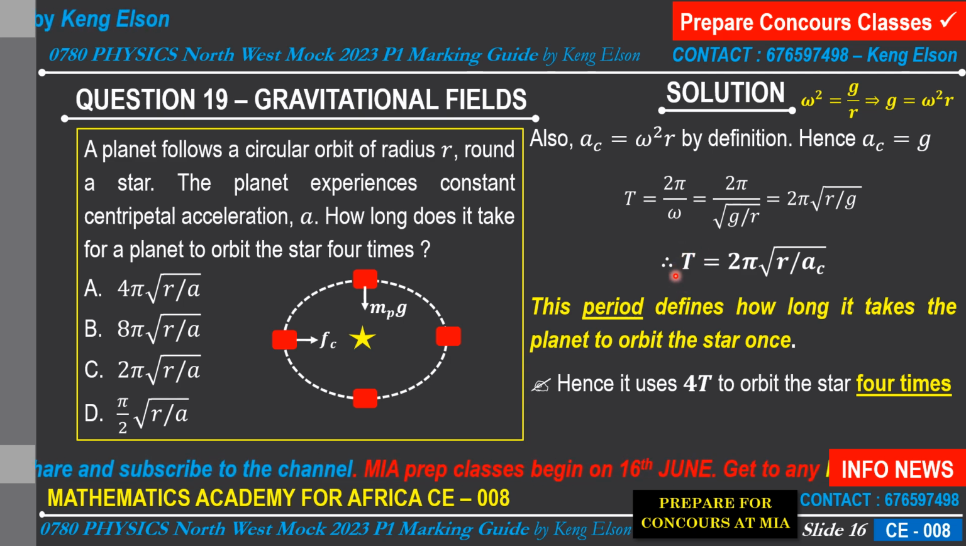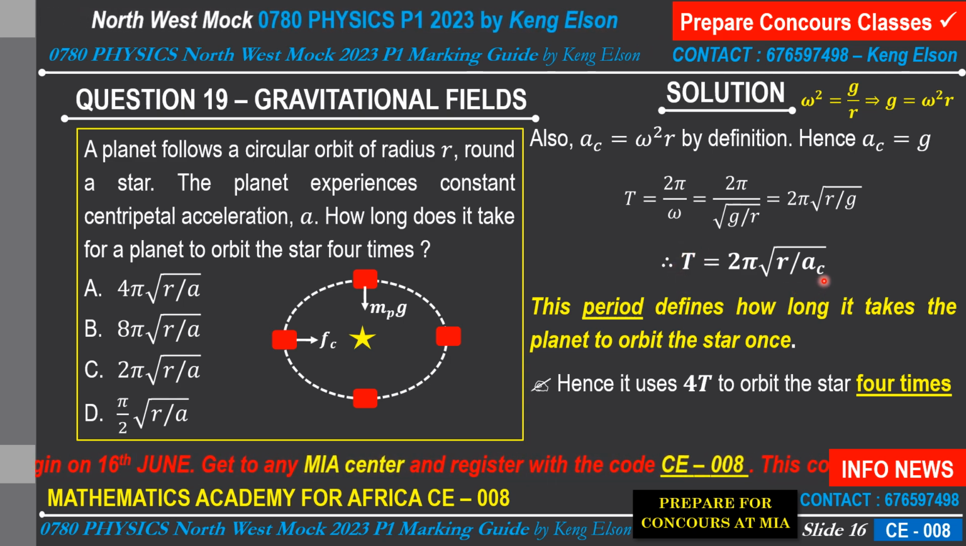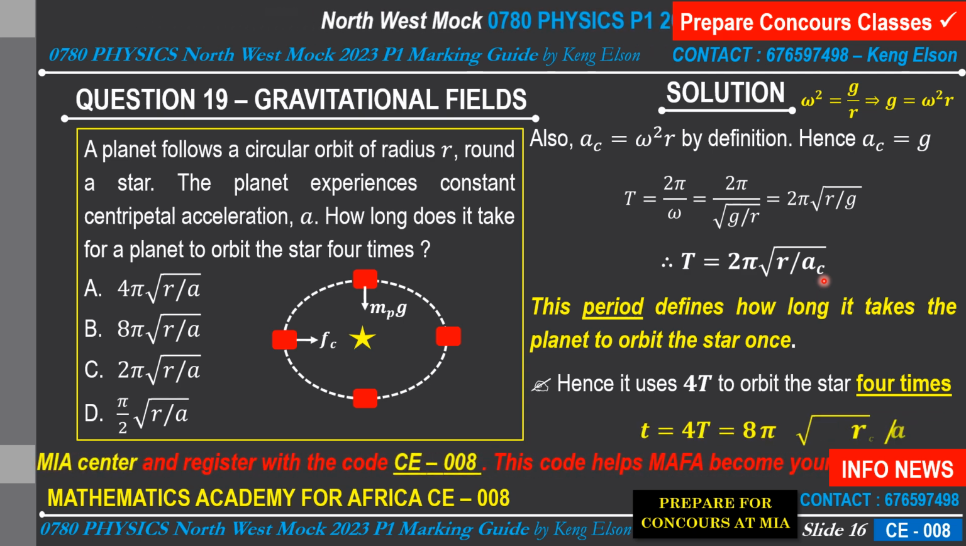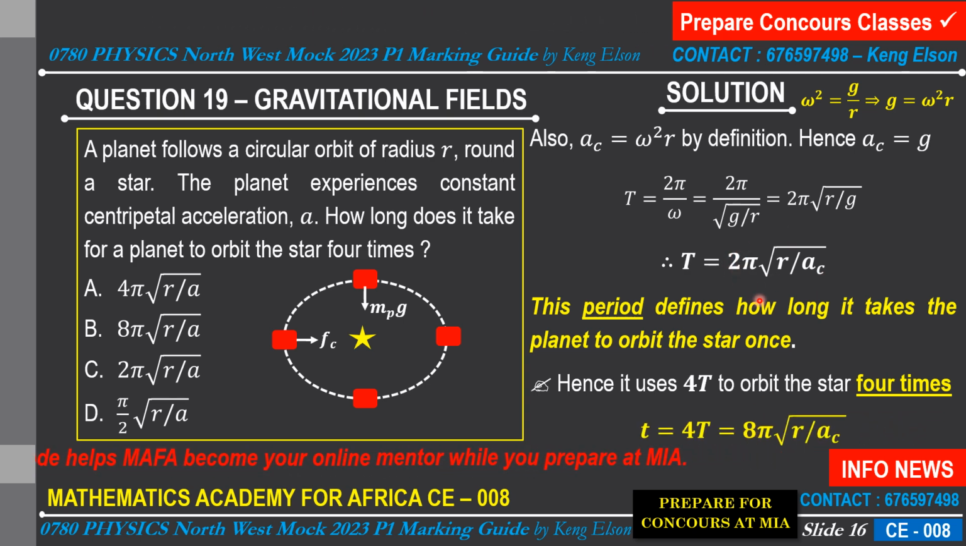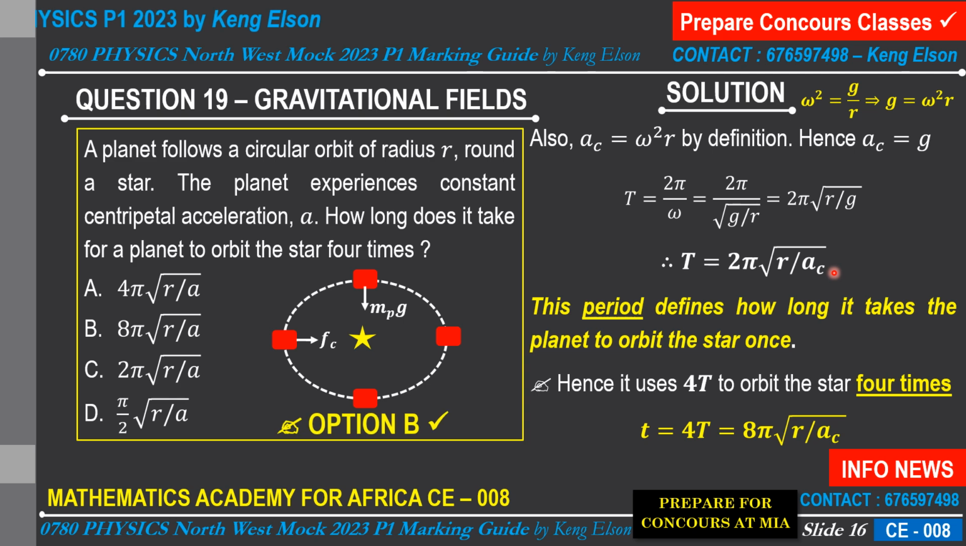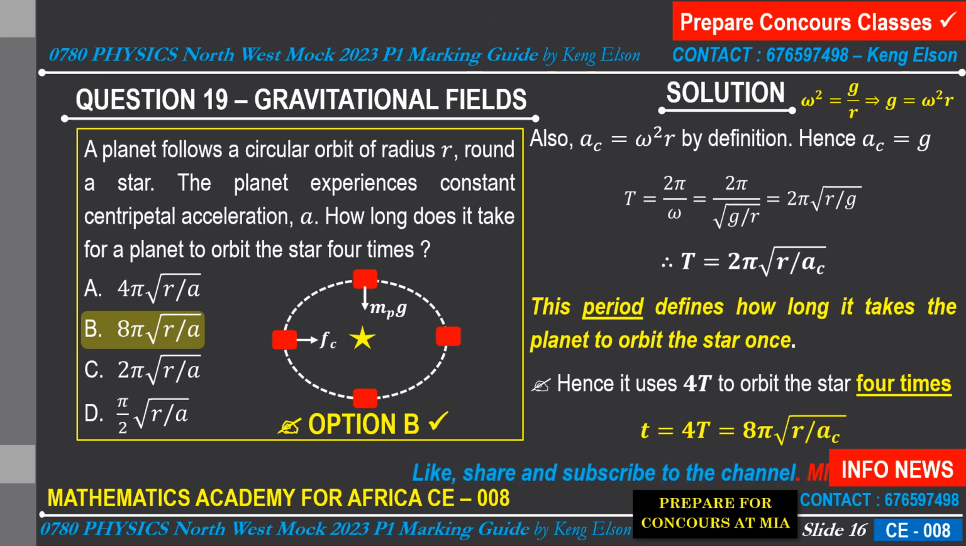But we need the time taken to orbit the star 4 times, so we have to multiply the period by 4, since the period is the time taken to orbit the star once. So multiplying by 4, 2 pi times 4 gives us 8 pi, then we multiply the rest with the square root of r on the centripetal acceleration. So if you look at the options, option B is a perfect choice in this question. So let's move to the last question, which is question 20.